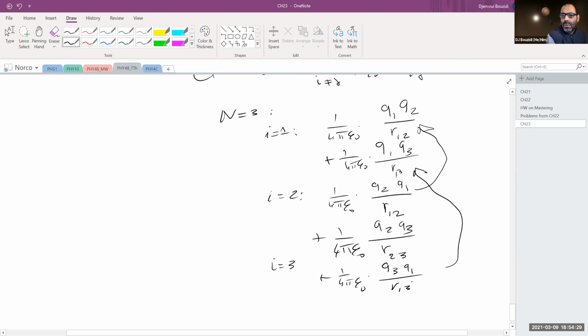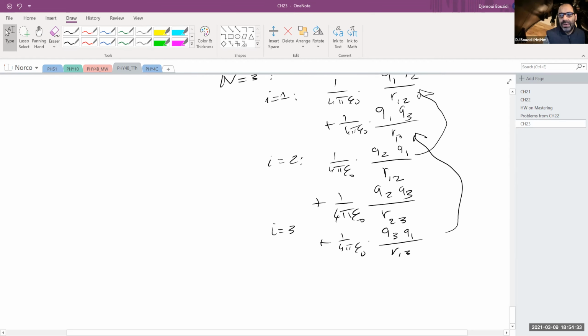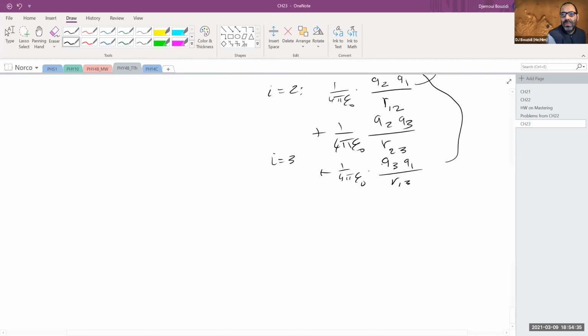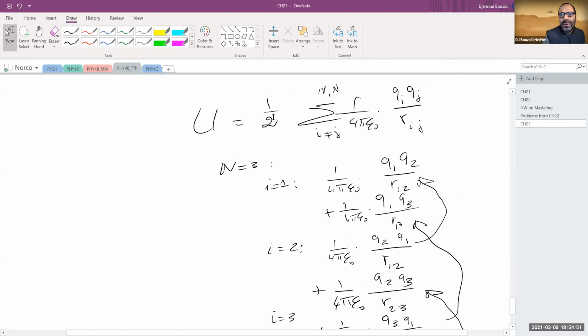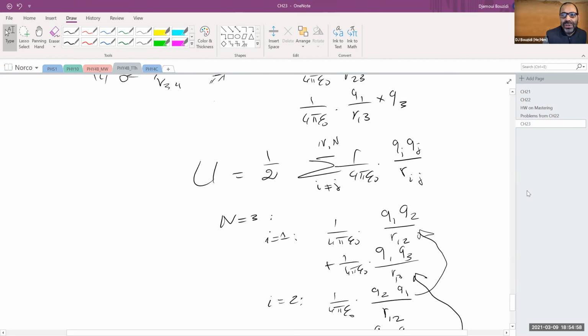So I double counted this relationship just by doing this counting. Plus, of course, I still have one more term because j cannot be 3, so it can be 2 also. So I have to add to it 1/4πε0 times q3, q2 divided by the distance between 2 and 3, and that is actually the same term. So if I don't do that factor of half in my expression, I am double counting. So this is actually the total energy now for an assembly of charges.